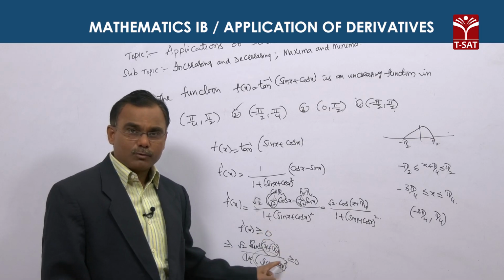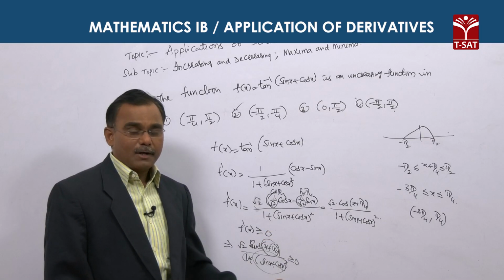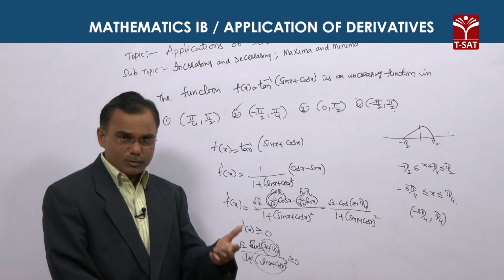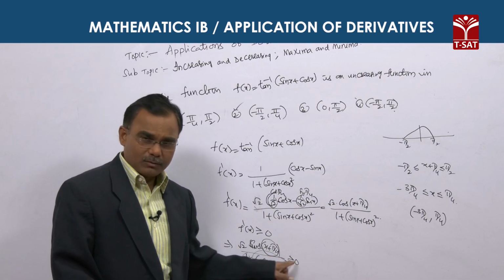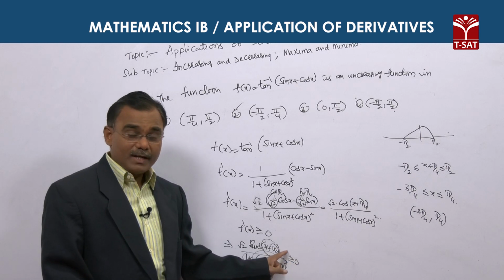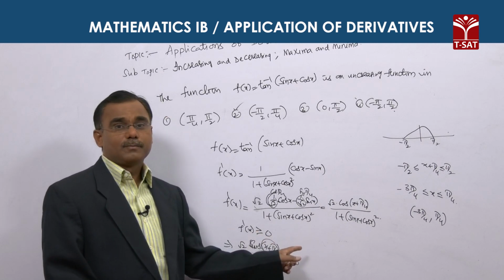So this is of the form root 2 into cos of x plus pi by 4, divided by 1 plus sin x plus cos x whole square, which is positive. 1 is positive, root 2 is positive, the square is also positive. We observe that when cos is positive, the total derivative is also positive.